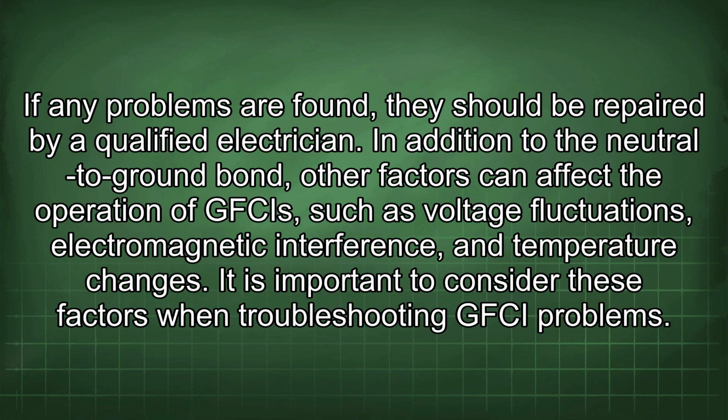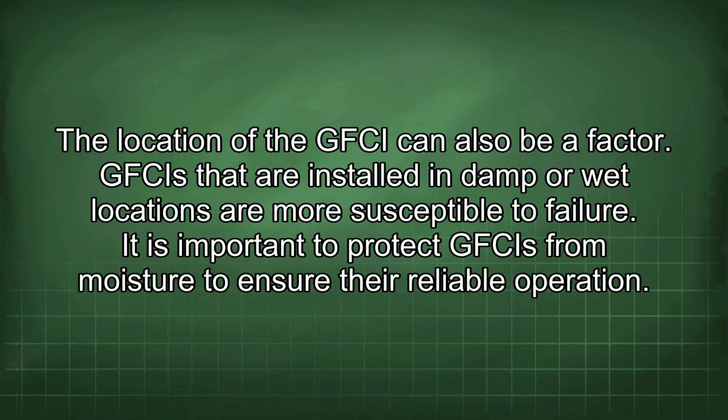In addition to the neutral to ground bond, other factors can affect the operation of GFCIs, such as voltage fluctuations, electromagnetic interference, and temperature changes. It is important to consider these factors when troubleshooting GFCI problems. The location of the GFCI can also be a factor. GFCIs that are installed in damp or wet locations are more susceptible to failure. It is important to protect GFCIs from moisture to ensure their reliable operation.